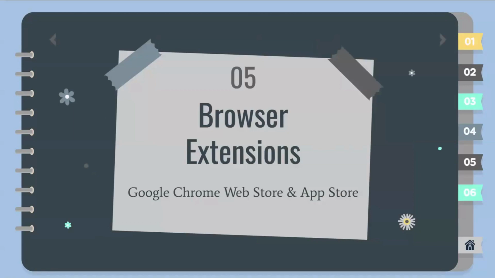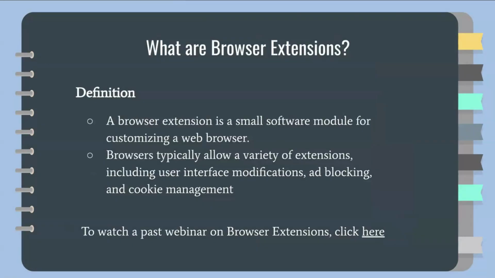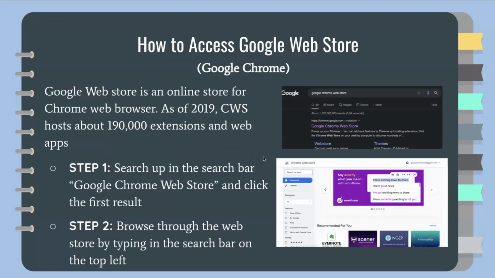Next, browser extensions. A browser extension is a small software or module for customizing a web browser. Browsers typically allow a variety of extensions, including user interface modifications, ad blocking, and cookie management. The Google Web Store is an online store for Chrome web browser. As of 2019, CWS hosts about 190,000 extensions and web apps.